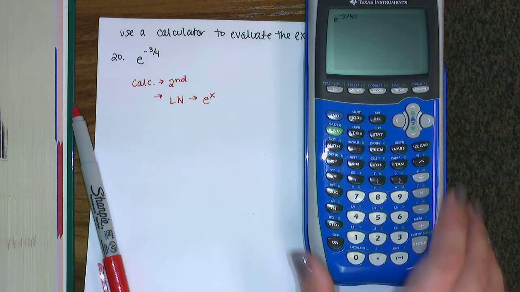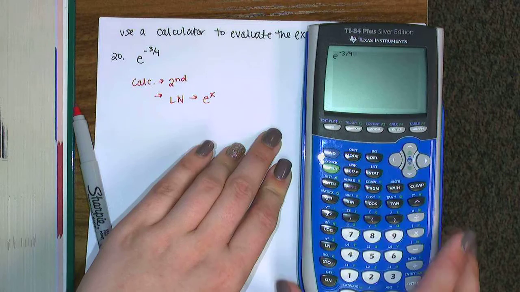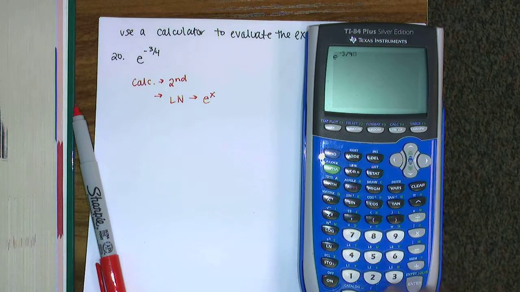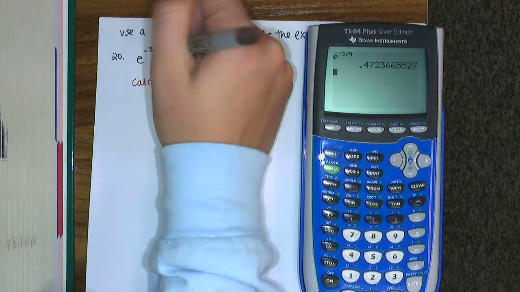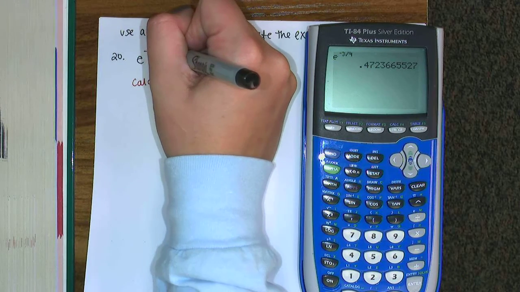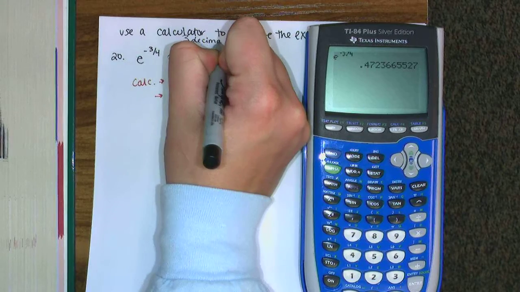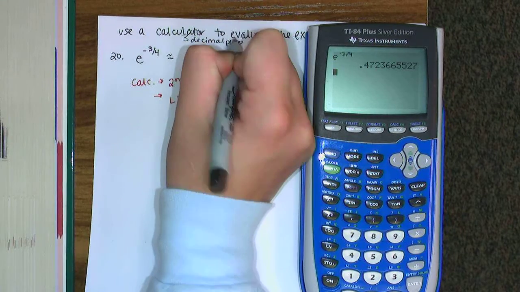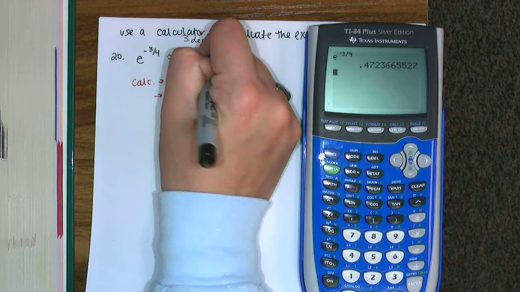Let me see if I can bring this down a little bit and maybe help some with the glare. That might help a little bit. But e to the negative 3 over 4, and that's going to give me approximately, and we're going to say go out to 3 decimal places. So that's approximately 0.472. Okay.